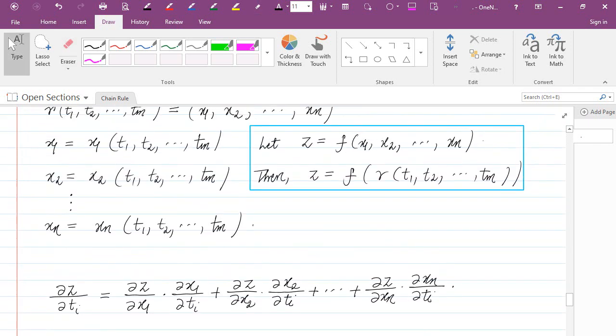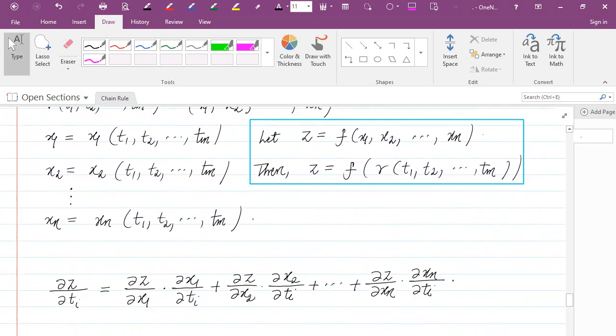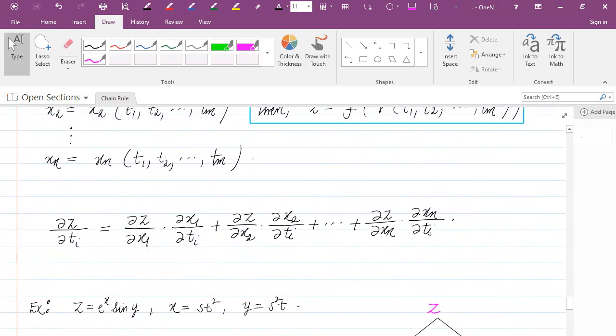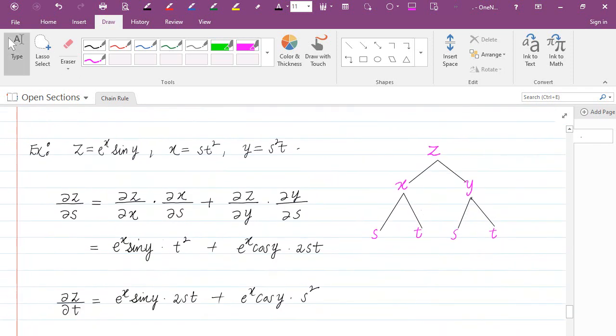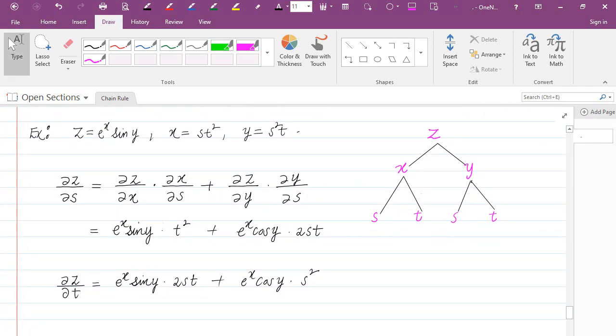Okay, so let me explain this general chain rule in the next two examples. Let's say that I have a function z of two variables x and y, where each of the variables x and y are functions of s and t. So x is st squared and y is s squared t. I made a tree here where z is a function of x and y, x is a function of s and t, and y is a function of s and t as well.